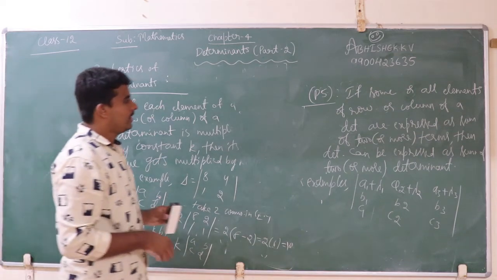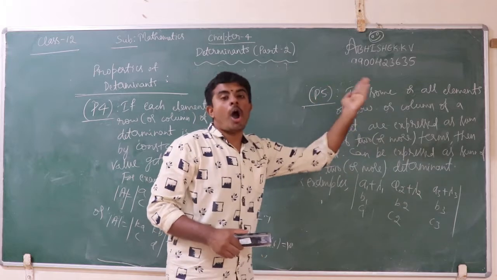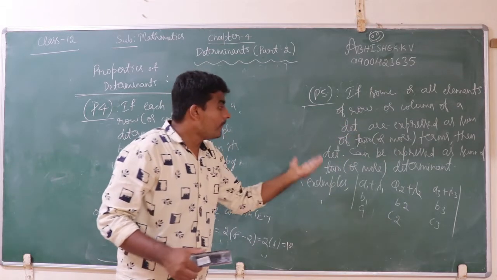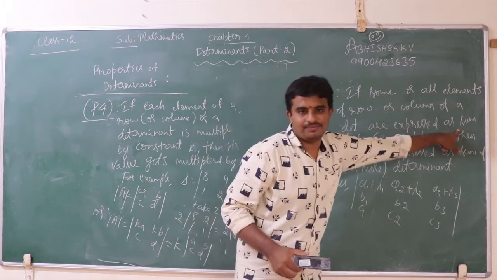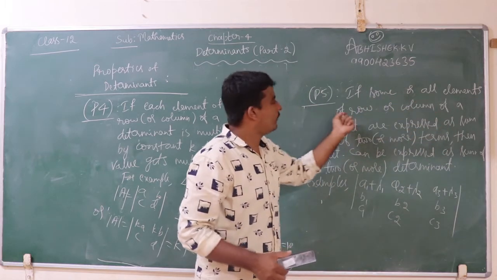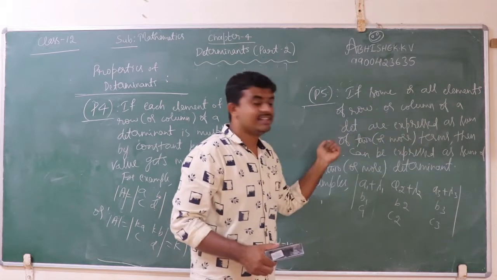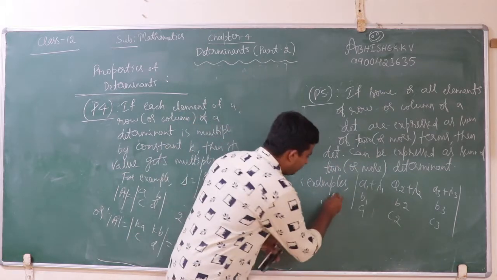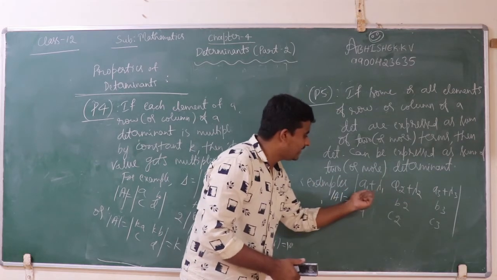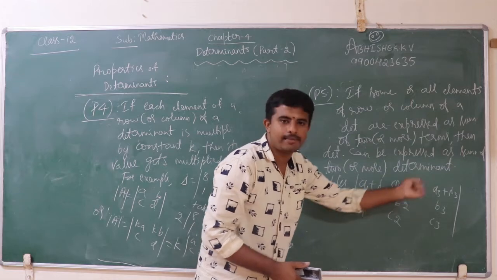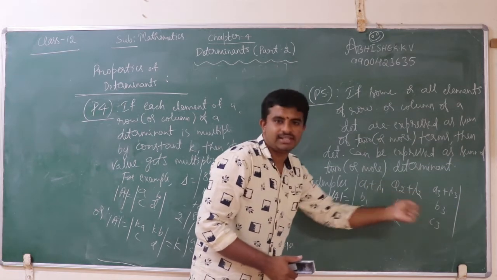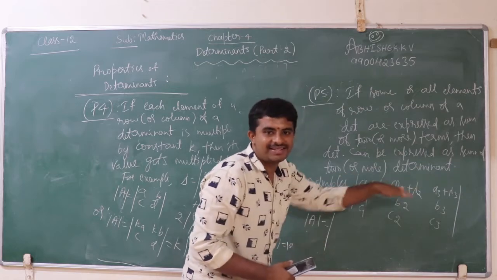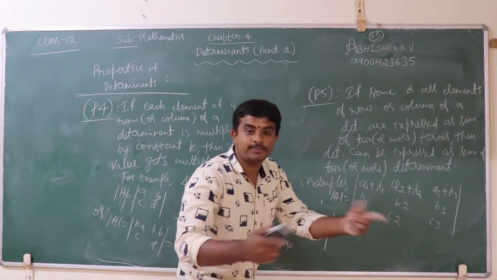Is it clear? Yes. Now I move on to the last property, that is, if some or all elements of a row or a column of a determinant are expressed as the sum of two or more terms, then the determinant can be expressed as the sum of two determinants. For example, if the examiner gives this determinant of order 3 by 3, a1 plus lambda 1, a2 plus lambda 2, a3 plus lambda 3, b1, b2, b3, c1, c2, c3. This determinant can be written as the sum of two determinants. How? See here, R1 is expressed as the sum of two elements, so it can be expressed as the sum of two determinants.